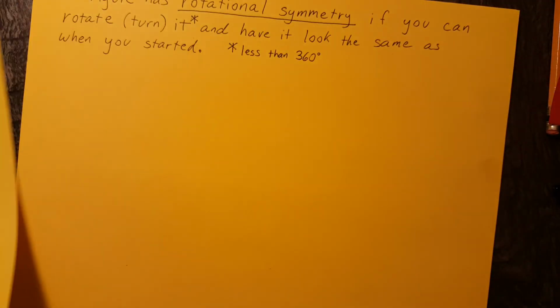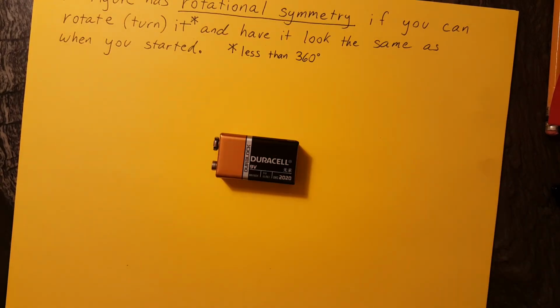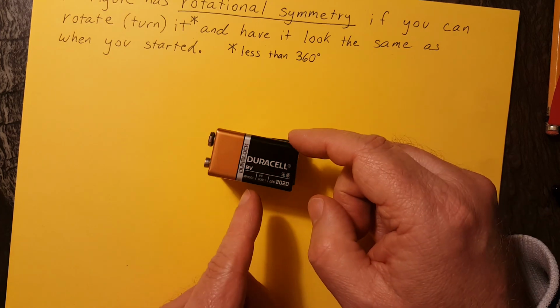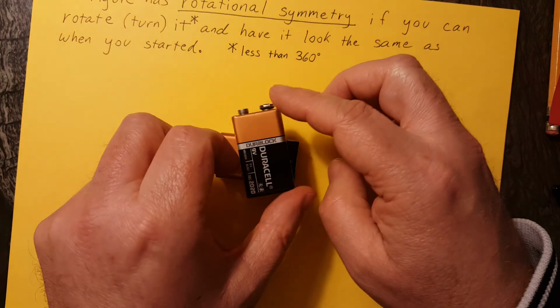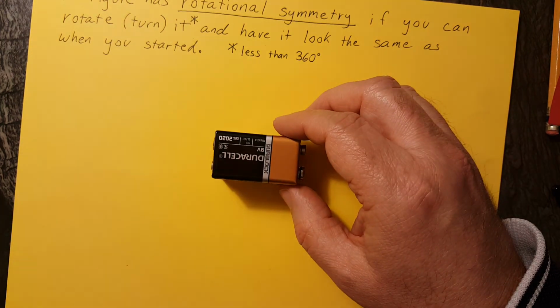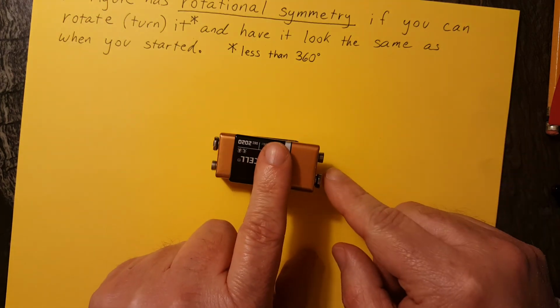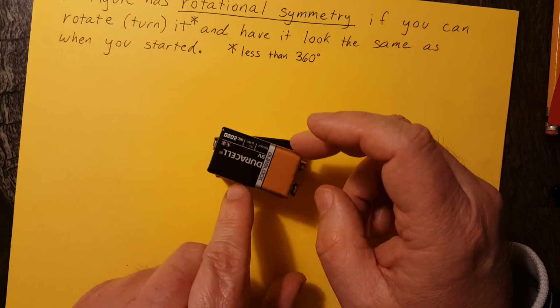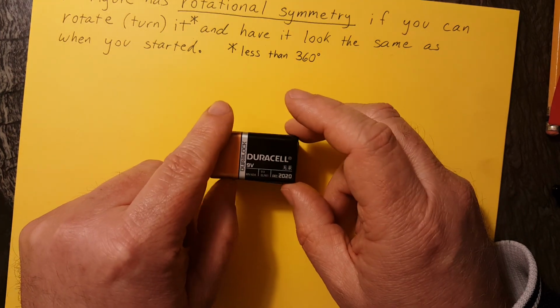Okay, last one of the day. Does this have rotational symmetry? Well, you see if you turn it 90 degrees, definitely not. If you turn it like this, no, it doesn't, because now the prongs are on the other opposite side, and the small gold side is on this side, so it does not have rotational symmetry.